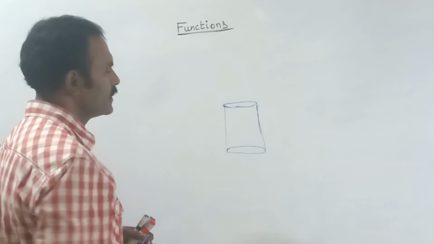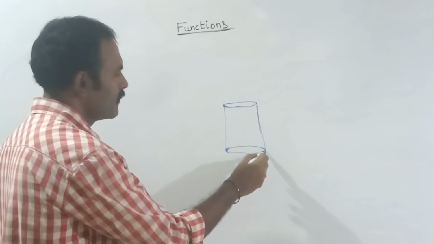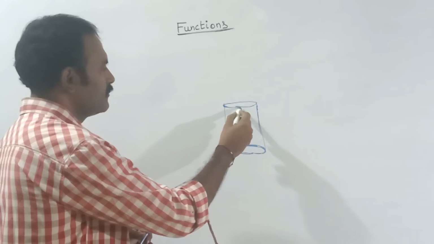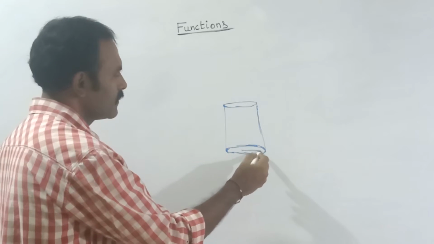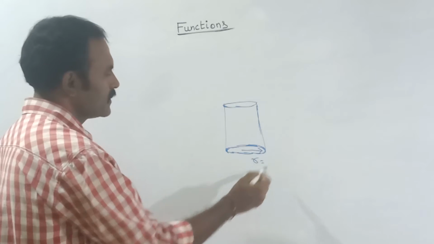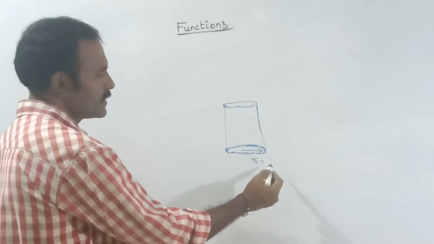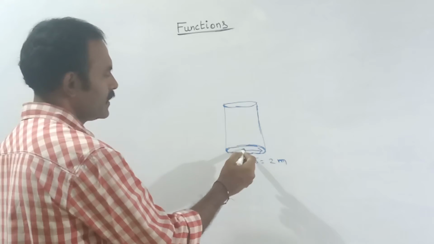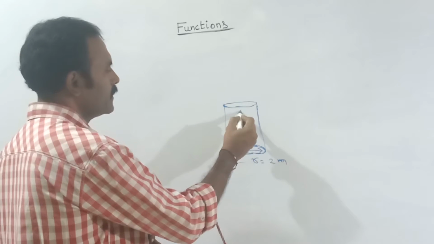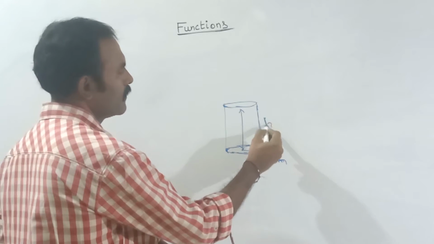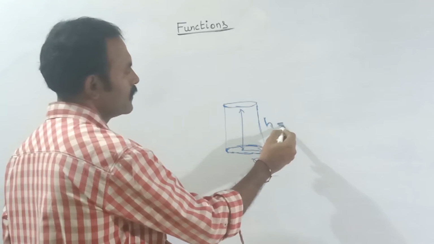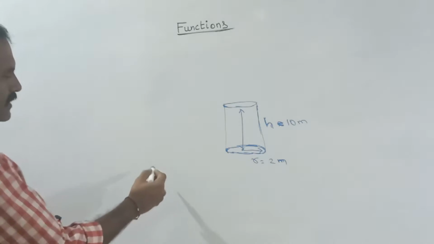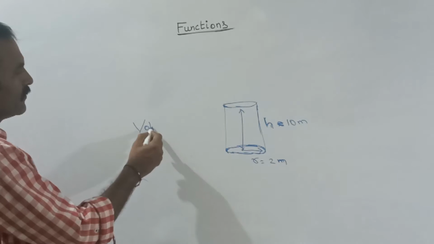Let us assume this is a cylinder. Here the volume of the cylinder depends on the radius. Let us assume this radius is equal to 2 meter. Suppose from the center point, this is the height. Let us assume the height is equal to 10 meter.